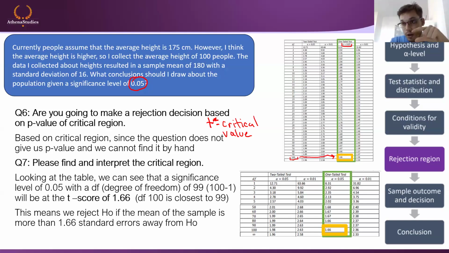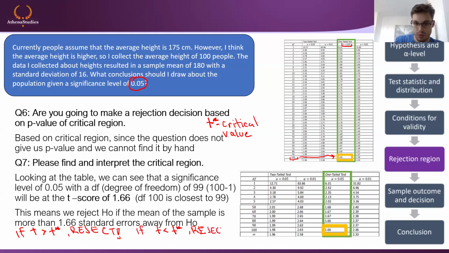I can go more into depth on this, but I won't because we don't have the time. For now, just to close off this session, we need to remember that if the T that we got is bigger than T critical, reject. If T is less than T critical, do not reject. Just going to keep it at that.